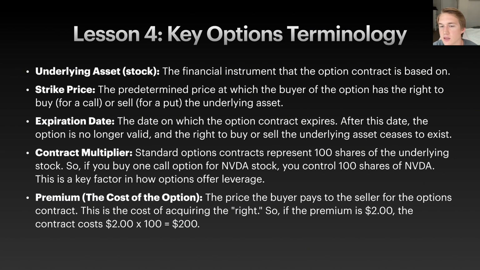Premium, the price the buyer pays to the seller for the options contract. This is the cost of acquiring the right. So if the premium is 2.0, the contract costs $200 because you times that by 100. Remember, every single option contract is times by 100 for its actual price. So an easy way of doing this is just get rid of the decimal point. So if it's 2.83, it's $283, etc.